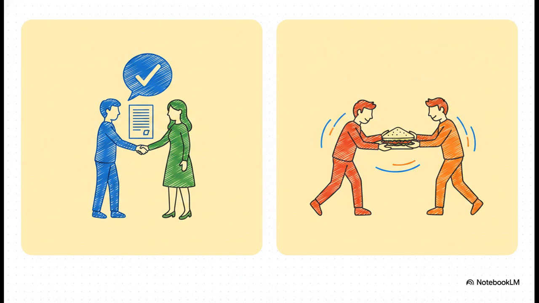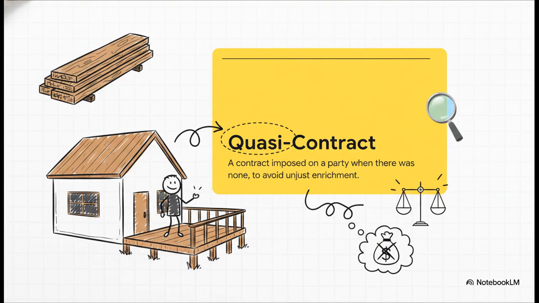That's express. But an implied contract, specifically implied in fact, is inferred entirely from the parties' actions. Think about walking into a deli and ordering a turkey sandwich to go. You didn't formally negotiate the price out loud, but by ordering the food, your conduct implies a contract to pay for it.